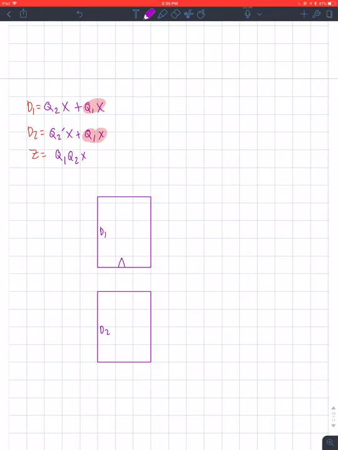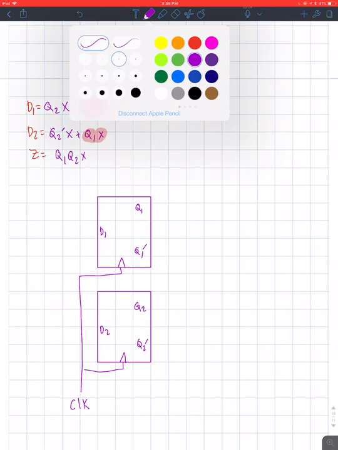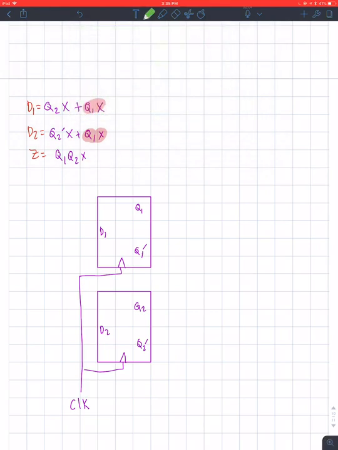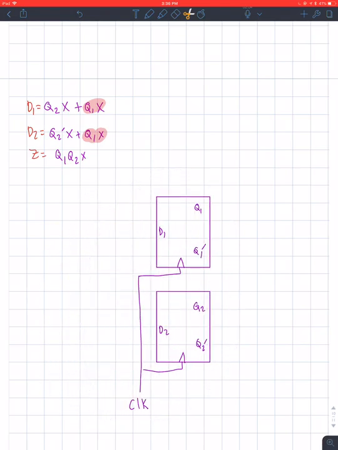So I have D1 here, I have D2. If you want to include your clock, you can. I'm just going to assume positive edge. So write CLK here. This is Q1, this is Q1 naught, this is Q2, and then Q2 naught.